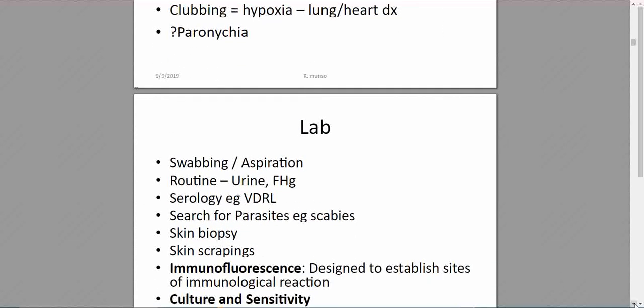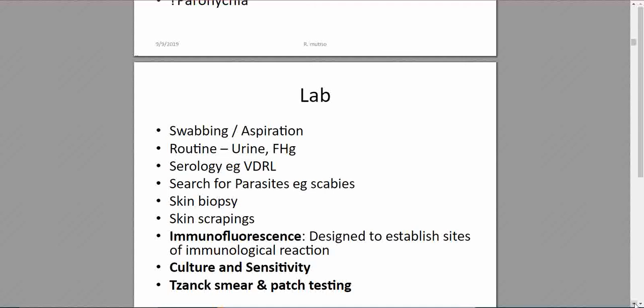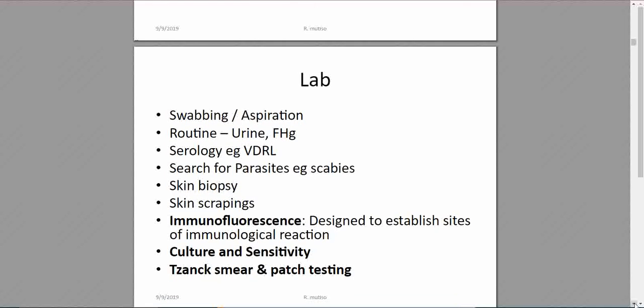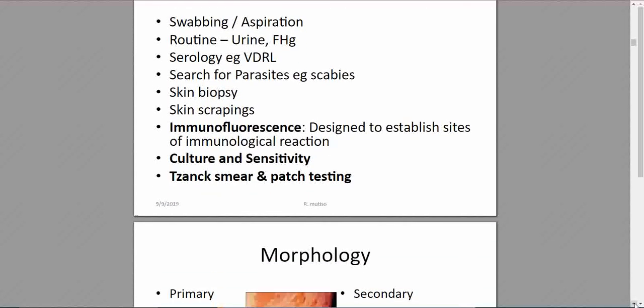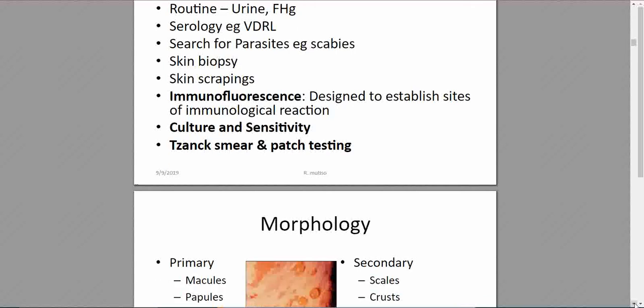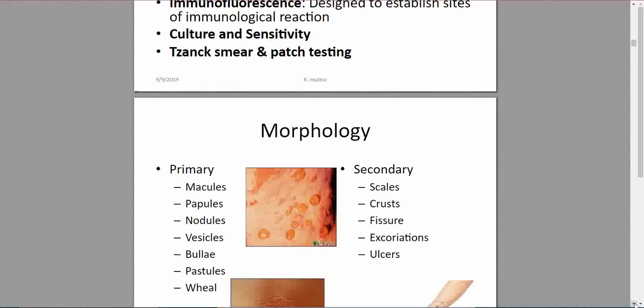For lab tests, talk about swabbing and aspiration. If the lesion is open or lacerated, swab the wound and check the lab test. Routine: check the urine, full hemogram. Serological: check the VDRL. Search for parasites like scabies, skin biopsy, skin scraping. Immunofluorescence can be used to establish immunological reactions. You can also do culture and sensitivity, smear and patch testing.